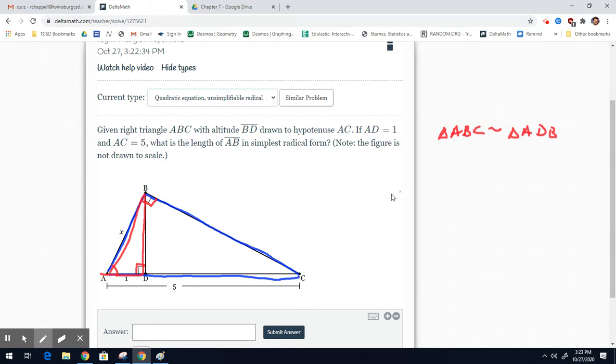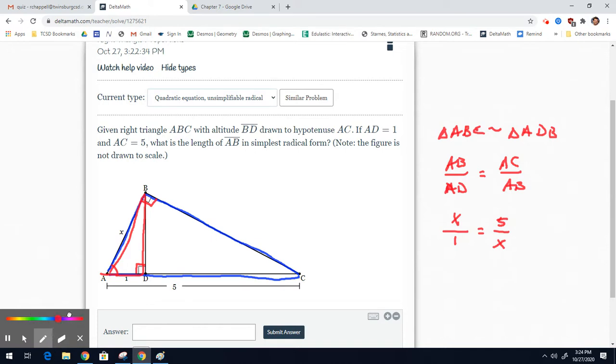So AB, now that's in the big triangle, so AB. So the side that corresponds to AB in the small triangle is AD. And that's going to equal, okay, so AB is in the big triangle, right? So what other side in the big triangle do I know? Well, I know AC. AC is 5. And what does AC correspond to? AC corresponds to AB. So there's my proportion. So I have AB, X, over AD, which is 1, equals AC, which is 5, over AB, which is also X.